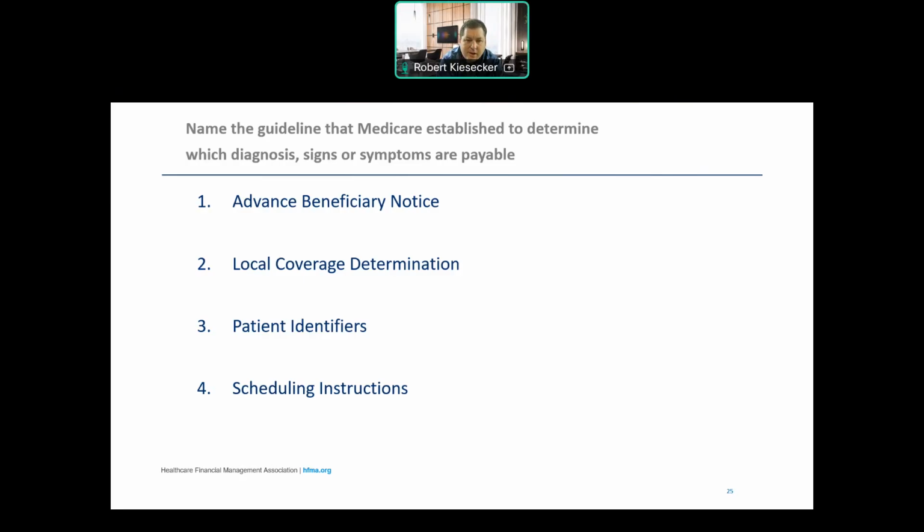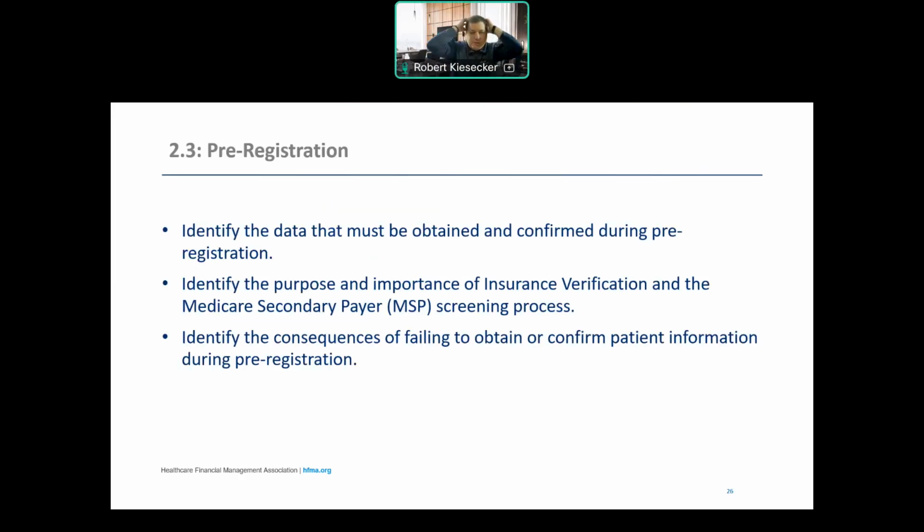The other answer that's not on here is that you can have either an LCD or an NCD. One is determined by your locale, typically by your MAC, your Medicare Administrative Contractor, and the other one is more national, CMS. So either an LCD or an NCD both determine which diagnosis, signs, and symptoms are payable for a particular treatment. All right.